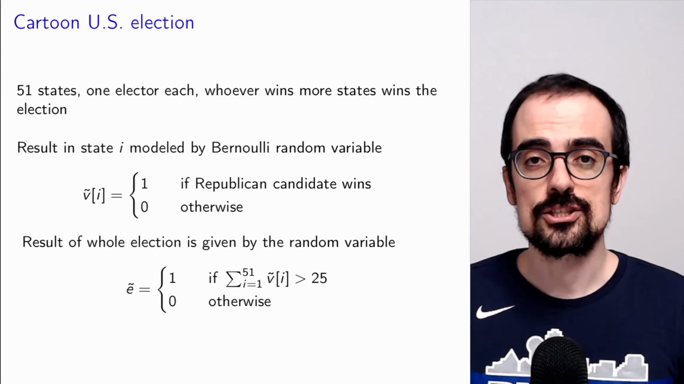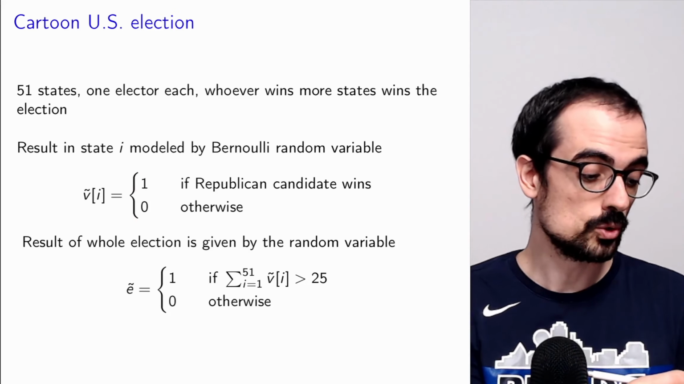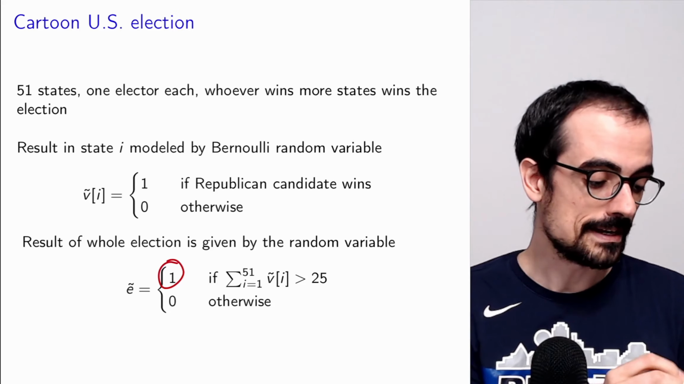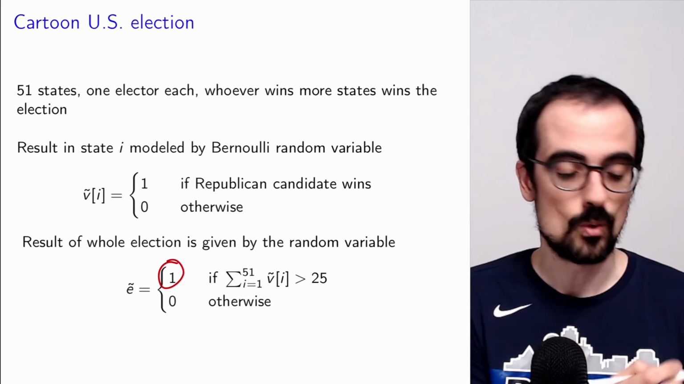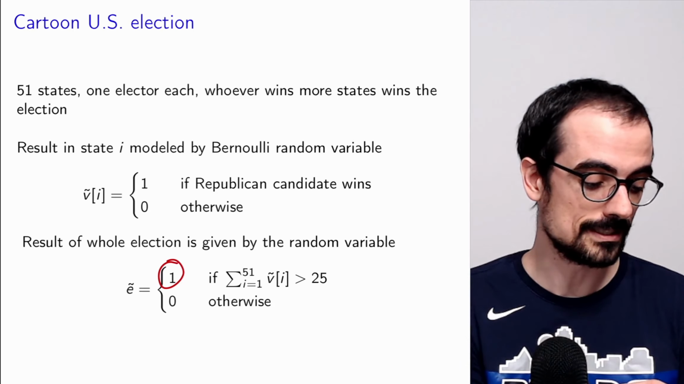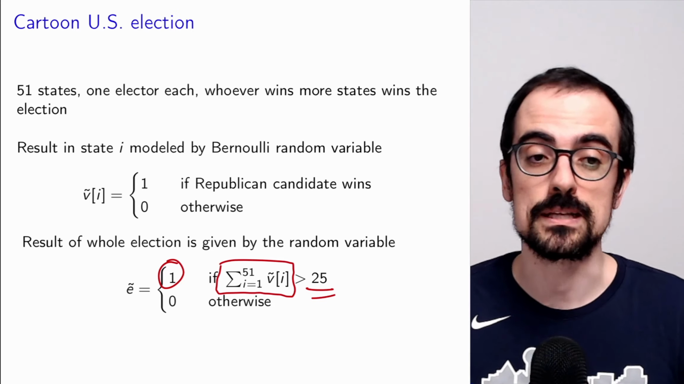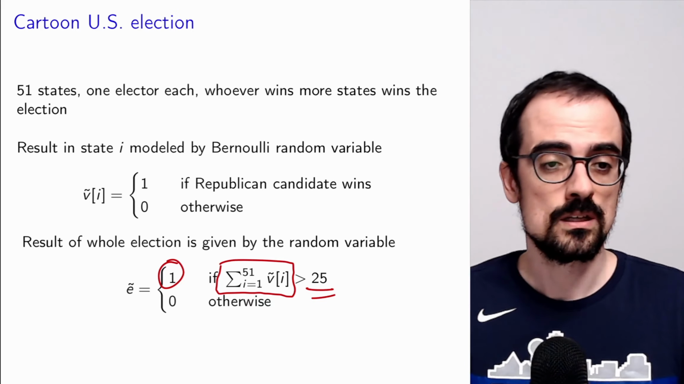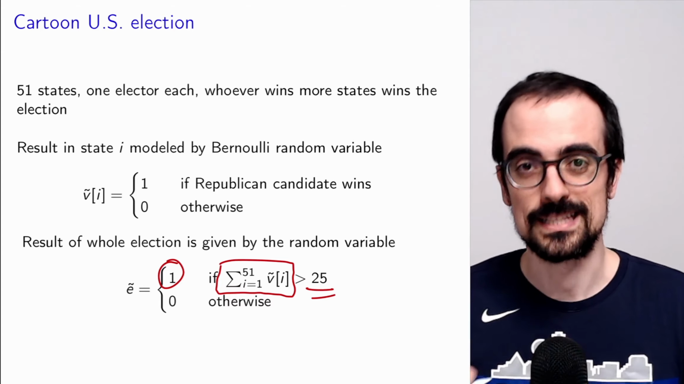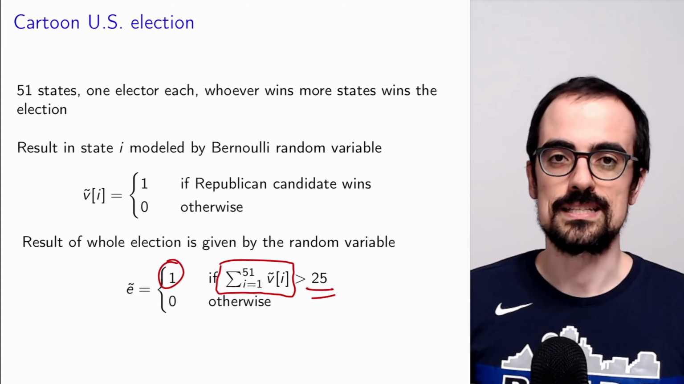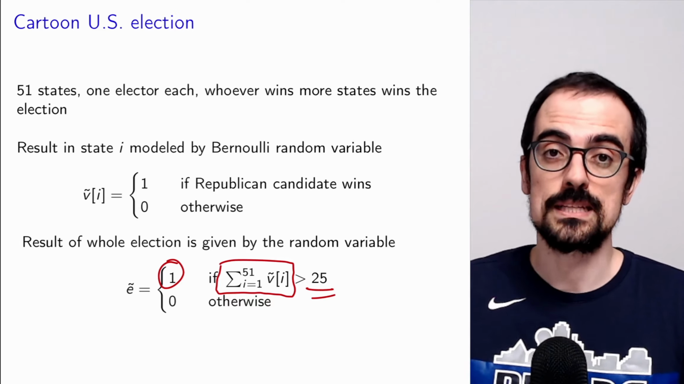The result of the election is equal to 1 if more than half of these 51 variables, so more than 25 of them, equal 1. So the sum is greater than 25. If that happens, the Republican candidate wins, E is equal to 1. If that doesn't happen, then the Democrat wins, E is equal to 0. We want to compute the probability that E is equal to 1.